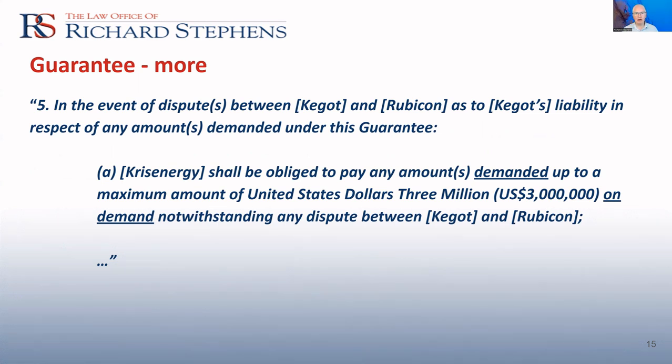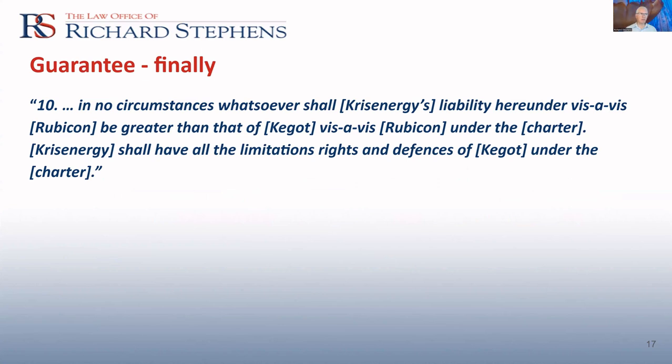There are lots of text cited by the judgment, but I put this one in. In no circumstances whatsoever shall Chris Energy, that's the holding company, the guarantor, have liability hereunder vis-a-vis Rubicon, the owner, greater than that of KEGOT, the charterer, vis-a-vis Rubicon under the charter. Chris Energy shall have all the limitations, rights and defences of KEGOT under the charter.